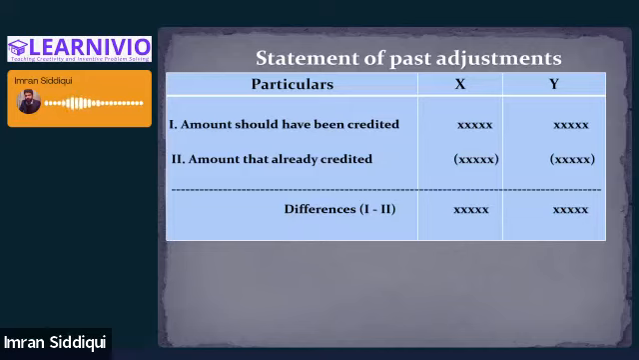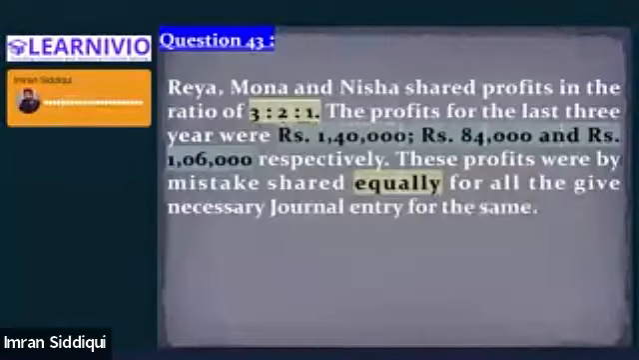All right. So in order to understand this concept, we'll start with a question. Question number 43. Ria, Mona and Nisha shared profit in the ratio of 3:2:1. The profit for the last 3 years were 1,40,000, 84,000, and 1,06,000 respectively. These profits were by mistake shared equally for all the partners. Give necessary journal entries for the same.